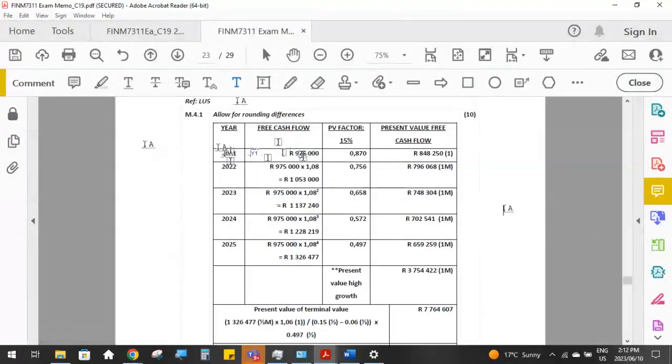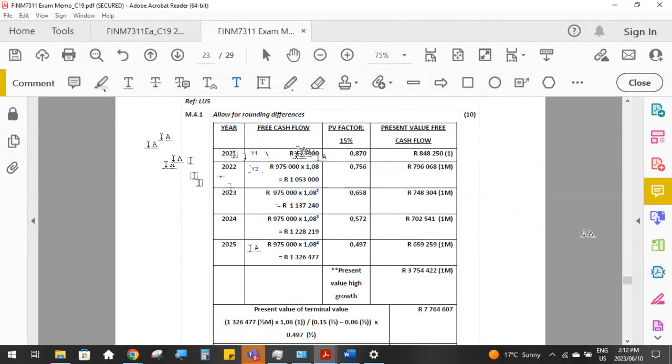If they had said to you the last free cash flow was 975 and they expected it to grow in the next 5 years at 8% per annum, then for year 1 you would have taken 975 plus the 8%. But in the question they told us next year it is expected to be 975. You've got to read the wording and these explanations with understanding and with discernment so that you don't make these common errors.